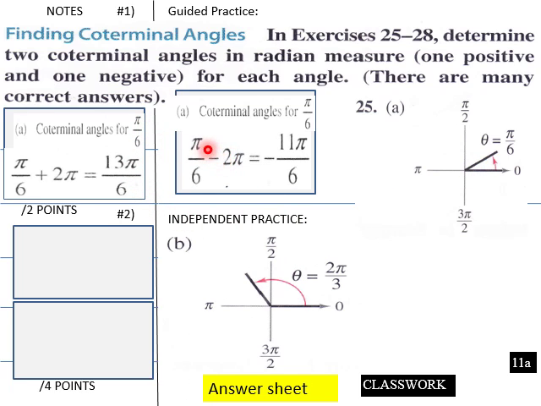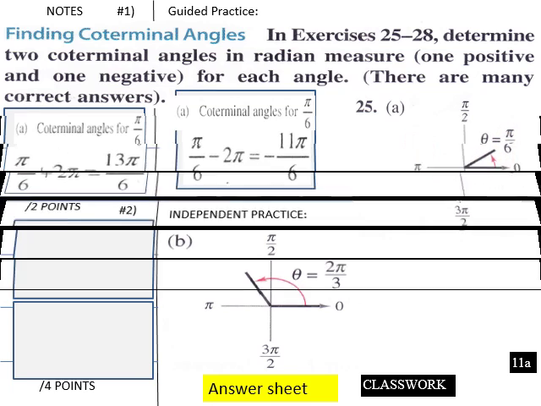And then pi over 6 minus 2 pi. So now we can go this way, 2 pi, and that'll give us a negative 11 pi over 6. So if we start here at our terminal side and go back around this side, we'll have a negative 11 pi over 6 in our rotation in radians, and it'll end up here as our terminal side for this original pi over 6 angle.